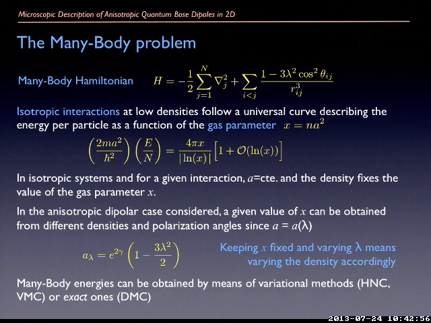Because, as we have seen, keeping the gas parameter constant, so for a given value of x, and changing the polarization angle, since you change the scattering length, you also have to change the density. So it's a game, no? Keeping x fixed means playing with two parameters. So we wanted to see if universality is still recovered or not. Okay, so we want to do that.